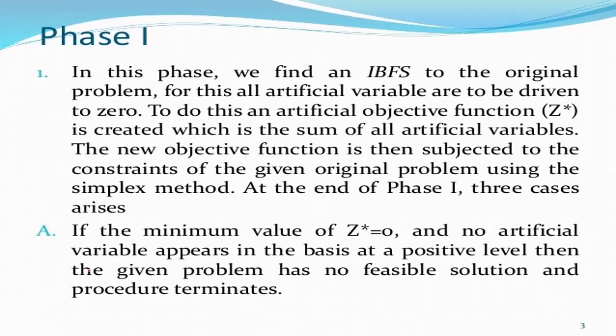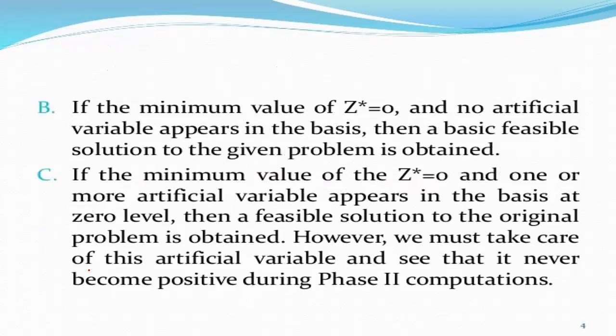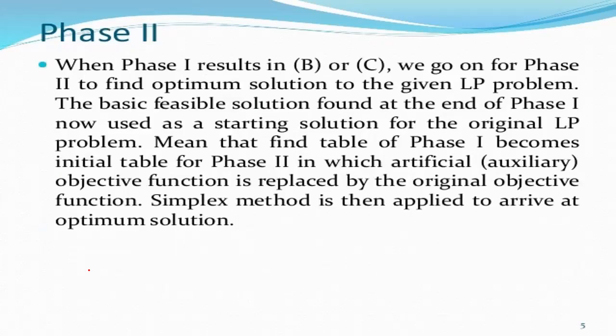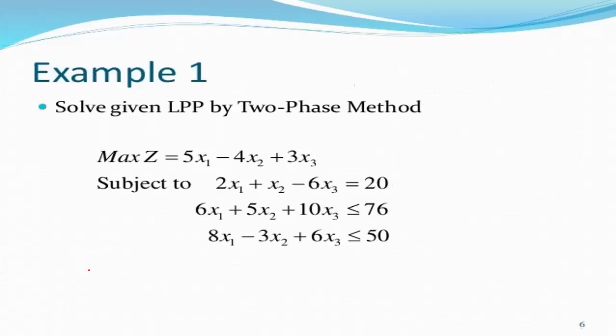Similarly, in the second step, if the minimum value of Z star is greater than 0 and no artificial variable appears in the basis at the positive level, then the given problem has no feasible solution and the procedure terminates. So this also gives the different conditions of the feasible solution. Phase 2: when phase 1 results in B or C, we go on to phase 2 to find the optimum solution to the given linear programming problem. The basic feasible solution found at the end of phase 1 is now used as a starting solution for the original linear programming problem. An example is given to you.